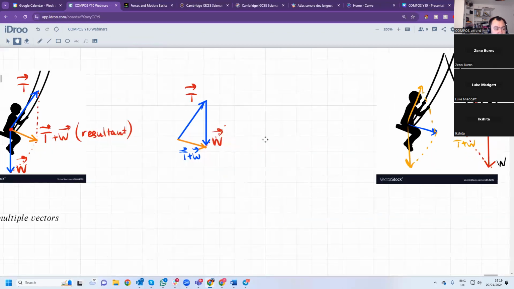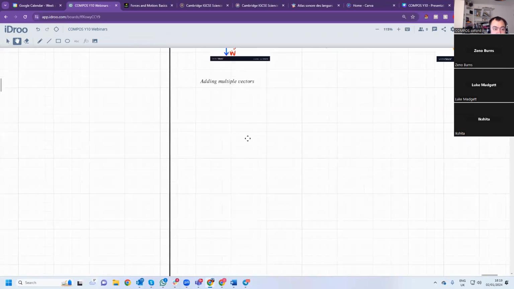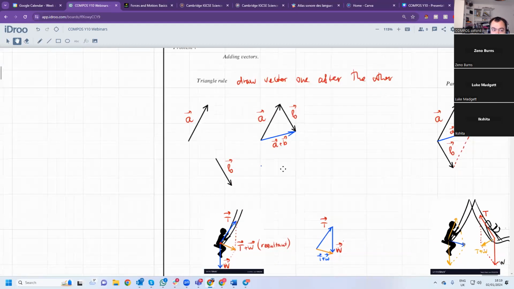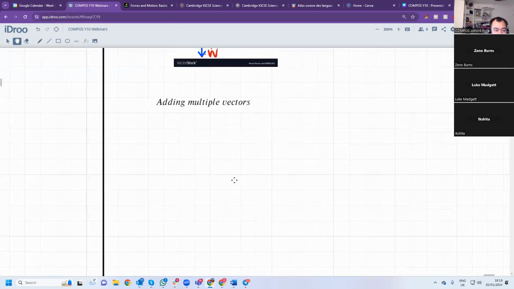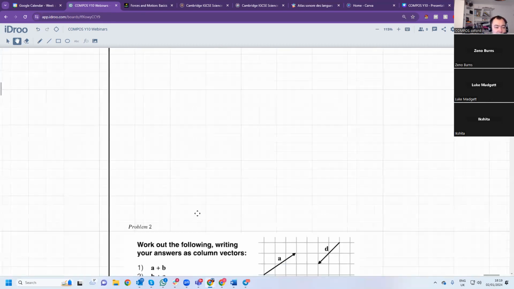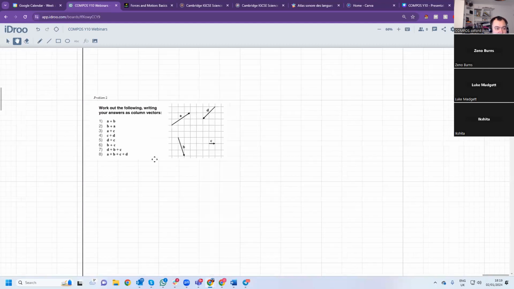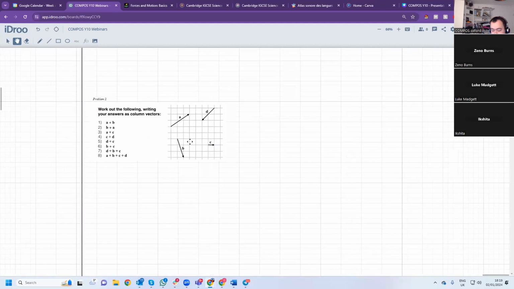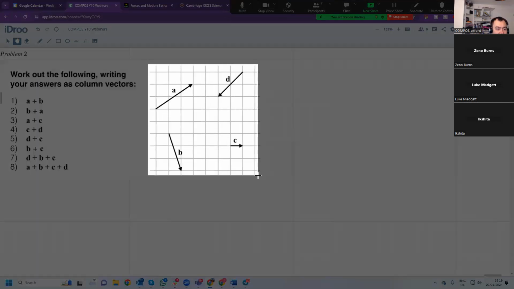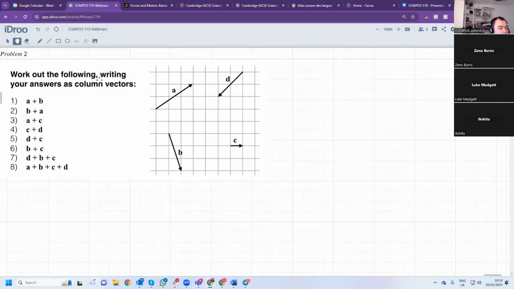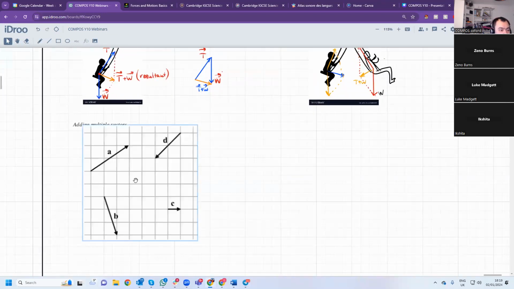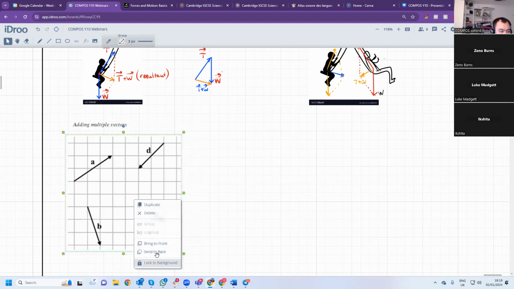Right. Moving on. Adding multiple vectors. When you have multiple vectors to add, you are better off using the triangle rule, because you can draw the vectors one after the other. So let's say you have these 4 vectors. I'm just going to copy this because I'm a tad lazy. So adding multiple vectors: let's say I want to add A, B, C, and D.